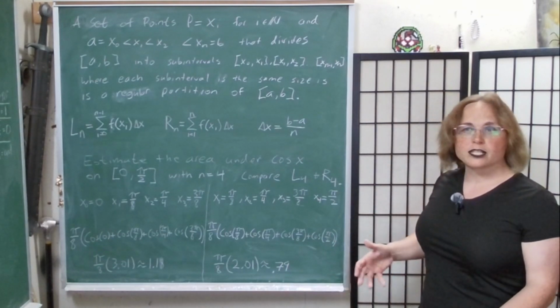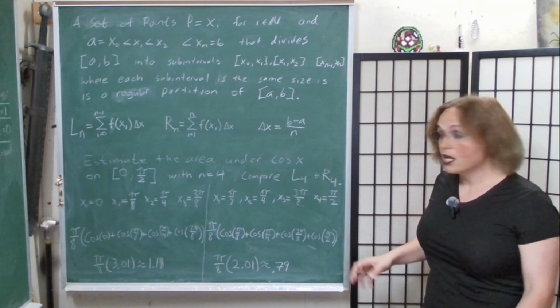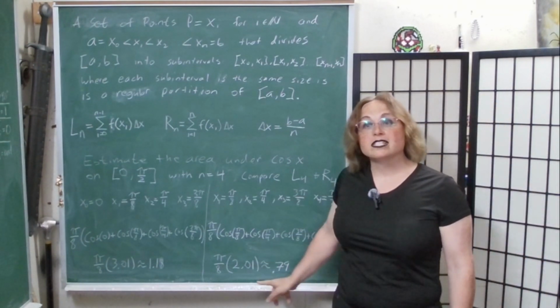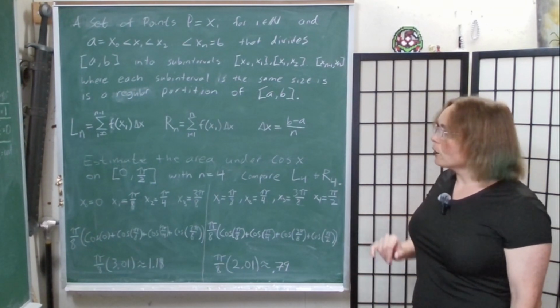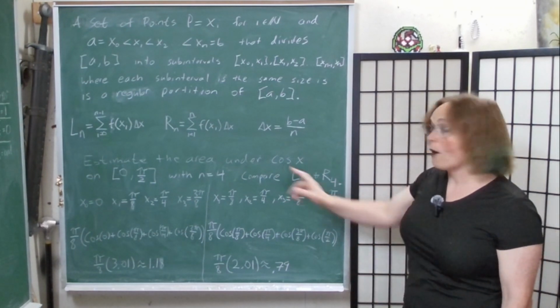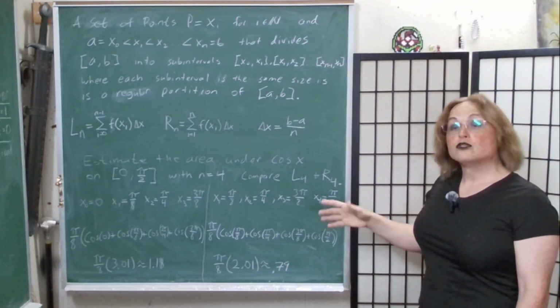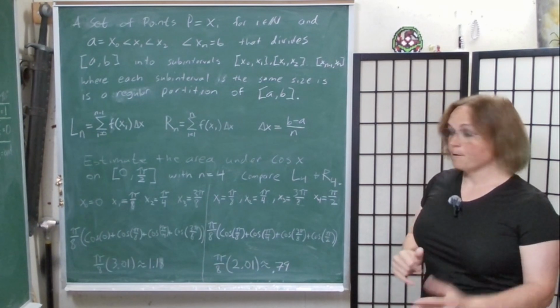Seems to be a pretty big discrepancy, but we also only used 4 partitions. If we were to increase this number, we would see these two numbers get closer together. And this should also make sense because when you think about the graph of cosine, it starts at 1 and drops to 0, so the right-hand sum would be lower than the left-hand sum.